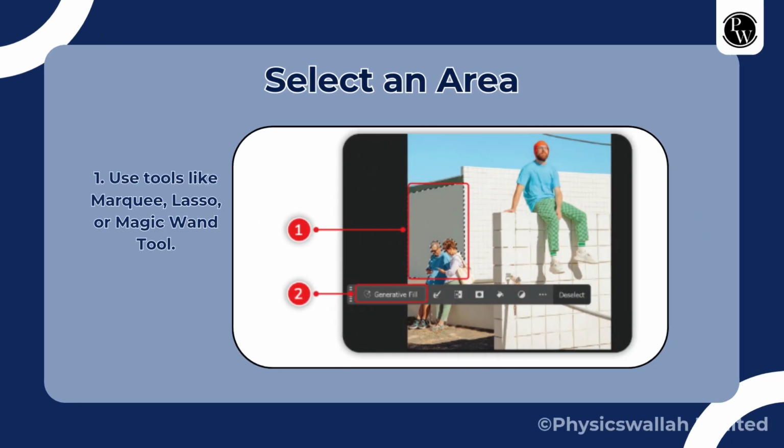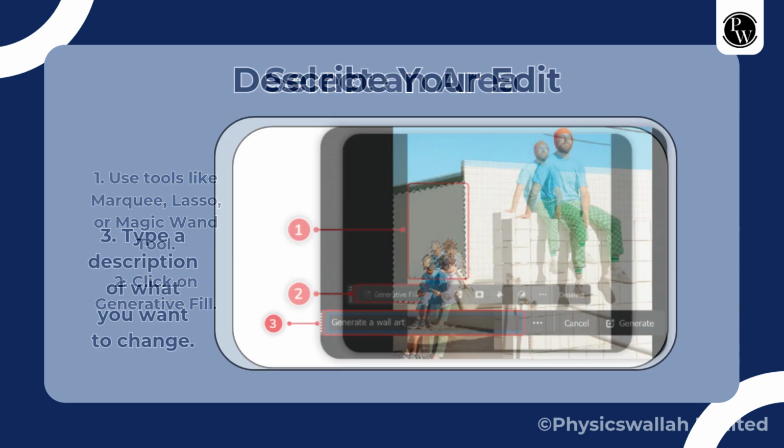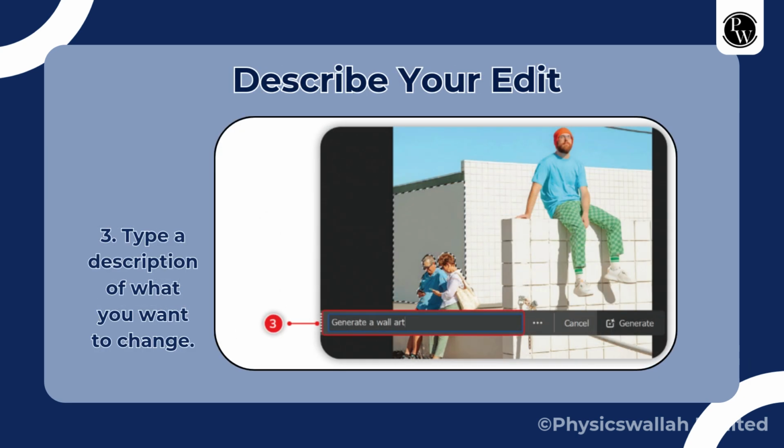Select an area. Use tools like the rectangular marquee, lasso, or Magic Wand tool to select the area you want to edit. Click on Generative Fill. Once selected, the Generative Fill option will appear in the taskbar. Describe your edit. A text box will open. Type a description of what you want to change, for example, add clouds or replace with grass.